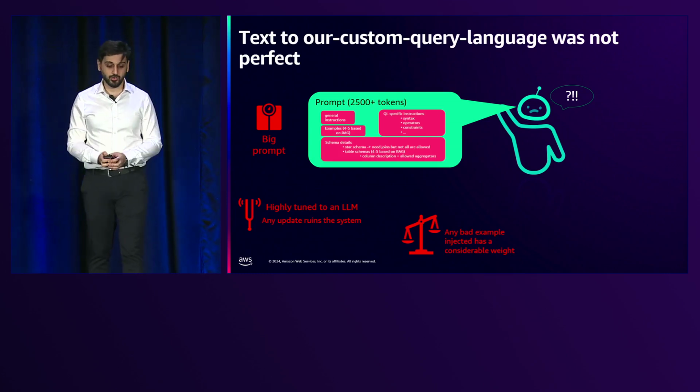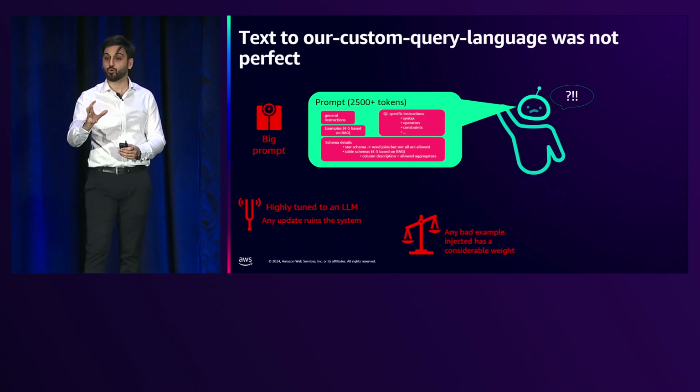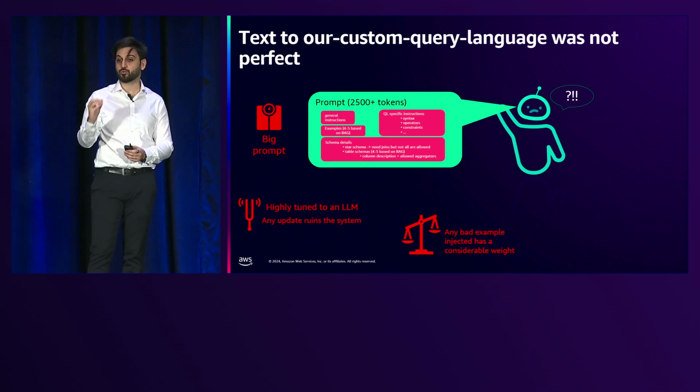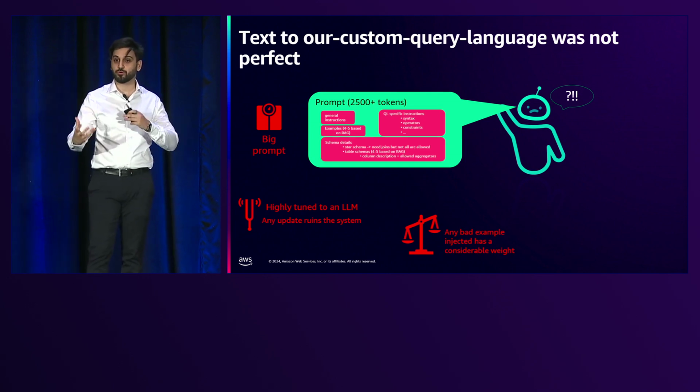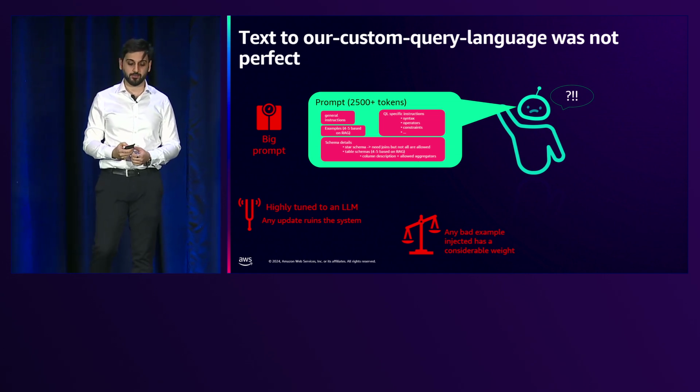In RAG applications, generally a bad example has considerable weight, because in the prompt you're giving 2 or 3 or 4 examples, and if 1 or 2 of them are bad examples, then you're confusing the foundational model and the result will not be as you expected.